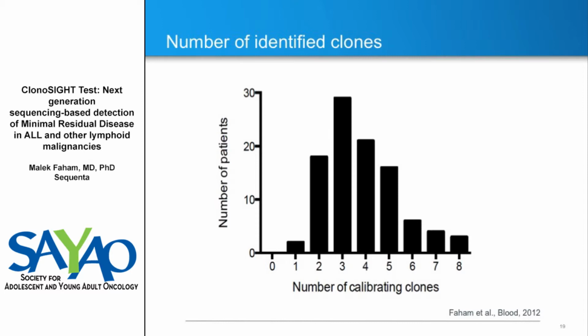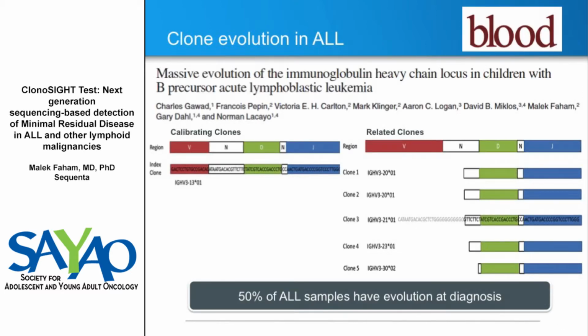So that's one dimension of how many clones do we see at the time of diagnosis that you have to follow. But in addition, this is work that we've done with our Stanford collaborators, Dr. Gawad, Dahl, and Lacayo, where we looked at evolution of the cancer clone at the time of diagnosis. So at the time of diagnosis, we find a cancer clone, which is defined by its high frequency and looks like any other immunoglobulin heavy chain with the V, D, and J and N bases in the middle. So that is a normal-looking immunoglobulin heavy chain.